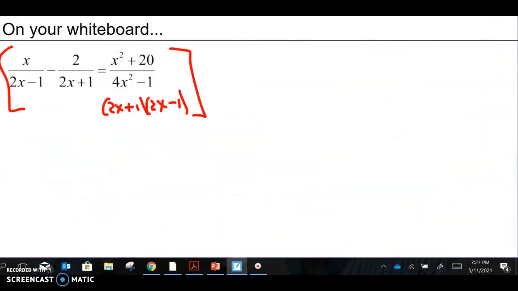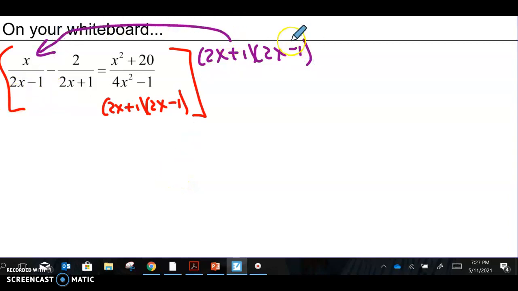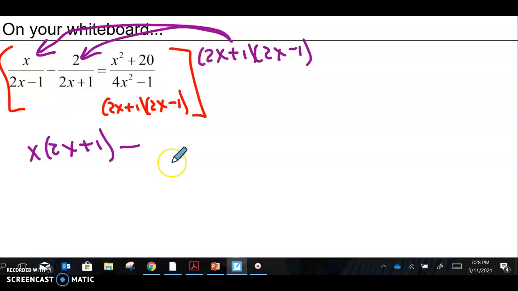That was our example 2. You were supposed to try this one on your note sheet. The common denominator is 2x plus 1 times 2x minus 1. When I multiply that times this, the 2x minus 1's cancel. So I just have the x times the 2x plus 1. When I multiply this times this, the 2x plus 1's cancel. And I just have the 2 times the 2x minus 1.